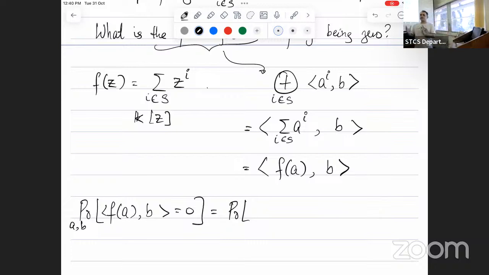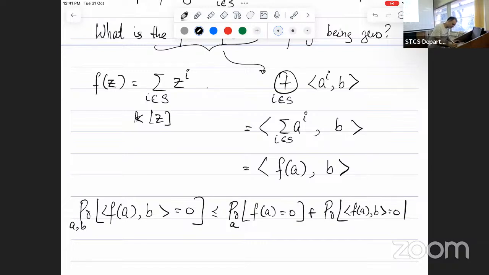So we're going to split this probability into two situations. Here b is a random vector over F2 to the L. So the chance that this is equal to 0 can either happen because f of a itself was the 0 element of the field K, or that I have this inner product of f of a and b equal to 0, conditioned on the fact that f of a is actually non-zero.